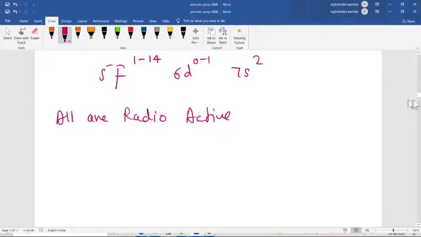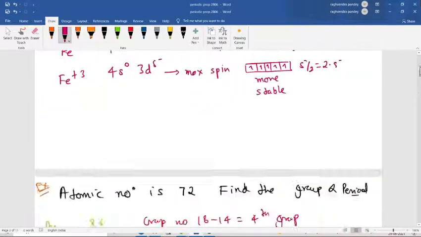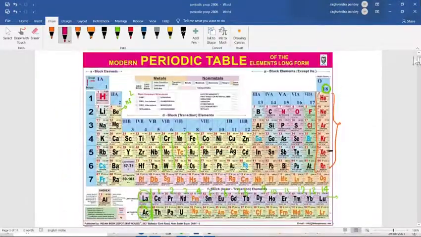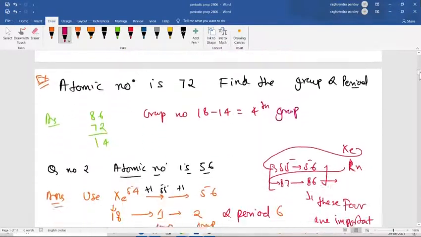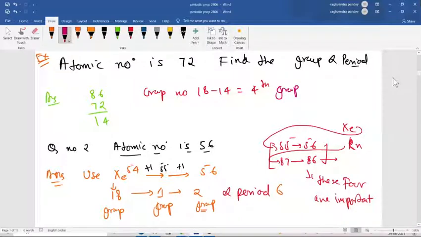So this is your general introduction to the periodic table: how we are going to see the group and all these things, how many groups and periods there are, how the increment works, and how to find the atomic number, period, and group number. These are all the basic things about the periodic table. Now let's go on.